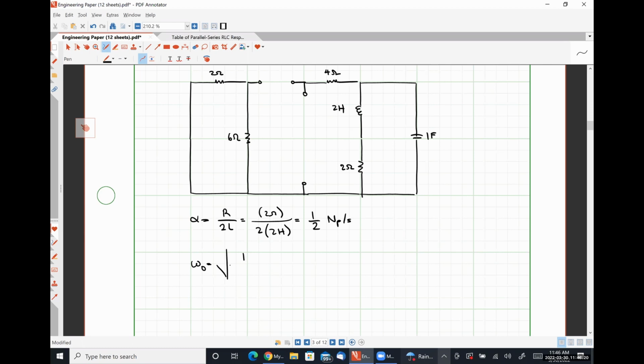So that's going to be the square root of 1 over L times C. That's the square root of 1/2. Units of radians per second.